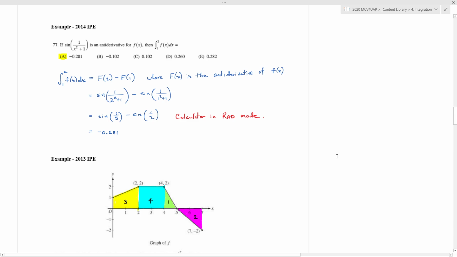That's the fundamental theorem of calculus, which we covered last class, right? What it says is to evaluate that integral, we need the antiderivative, sub in 2, sub in 1, and subtract. Well, we're given the antiderivative. It's the sine of 1 over x squared plus 1. So you sub 2 into that, you sub 1 into that, and you subtract the two values, and you need your calculator in radian mode. They wouldn't expect you to do this without a calculator. And you get that the answer is negative 0.281, which is A.